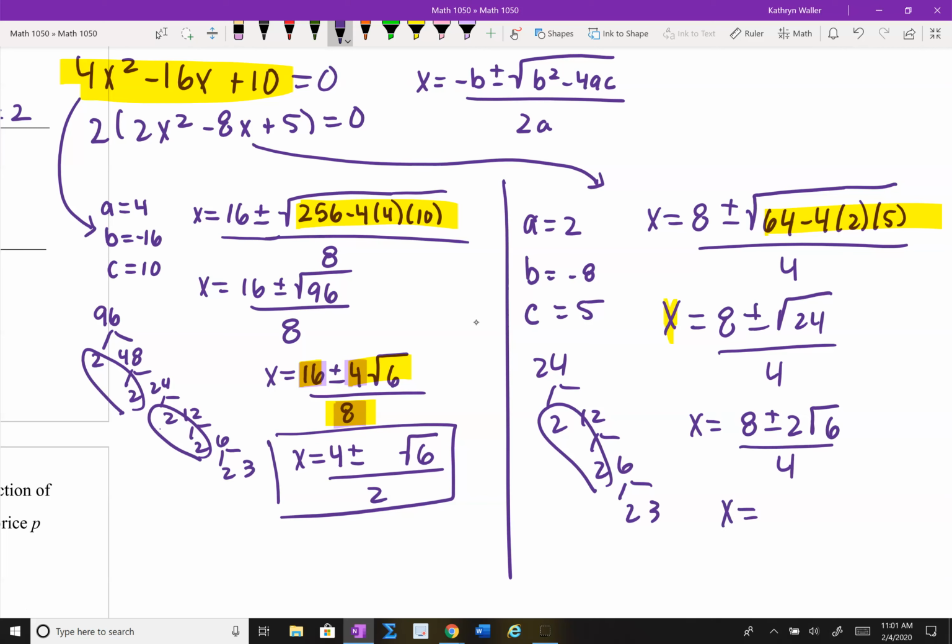Can you reduce it? Yep. 2 goes into everything. So it's 4 plus or minus 1 square root of 6 all over 2. I got the exact same answer. Now, the guy on the right isn't that much easier, but I still think it's easier. Who says yes? I agree. I think it's easier.